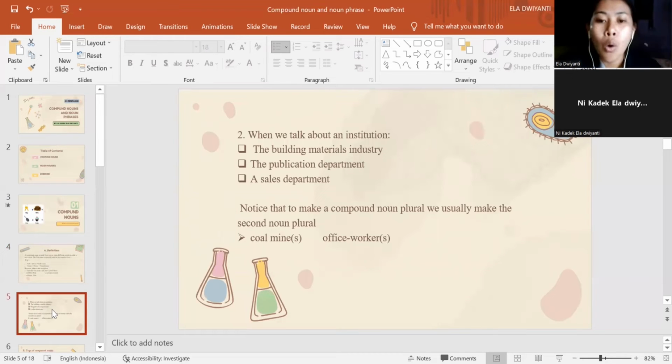Second, when we talk about institutions: the building materials industry, the publications department, a sales department. Notice that to make a compound noun plural, we usually make the second noun plural. For example, coal mines, office workers.